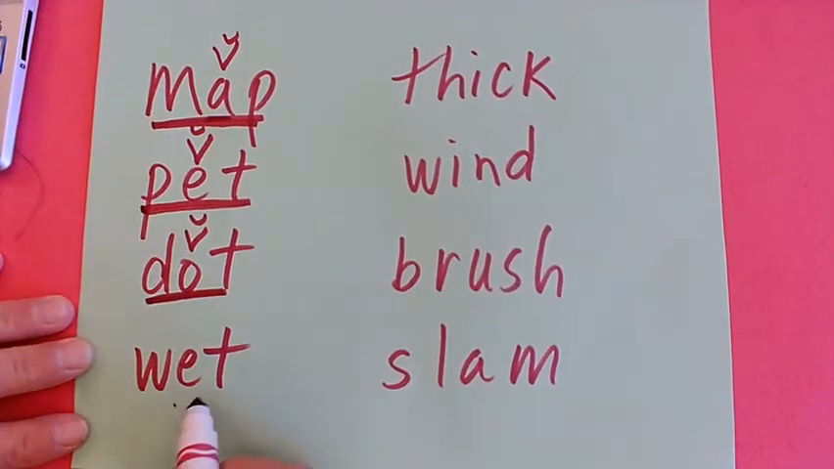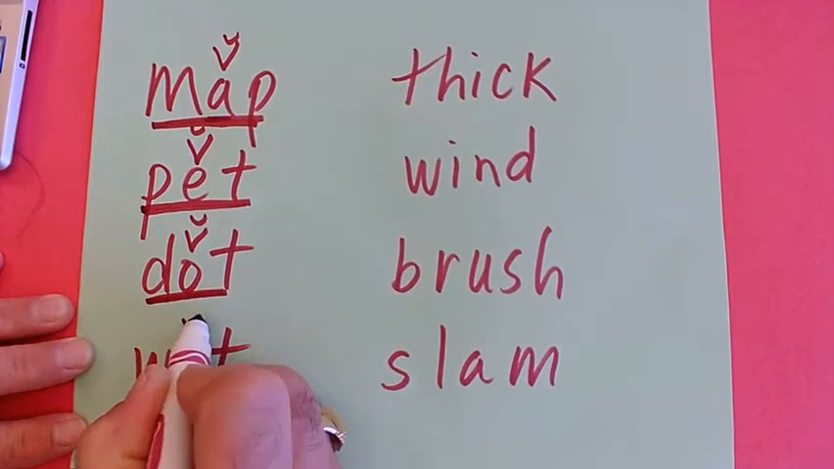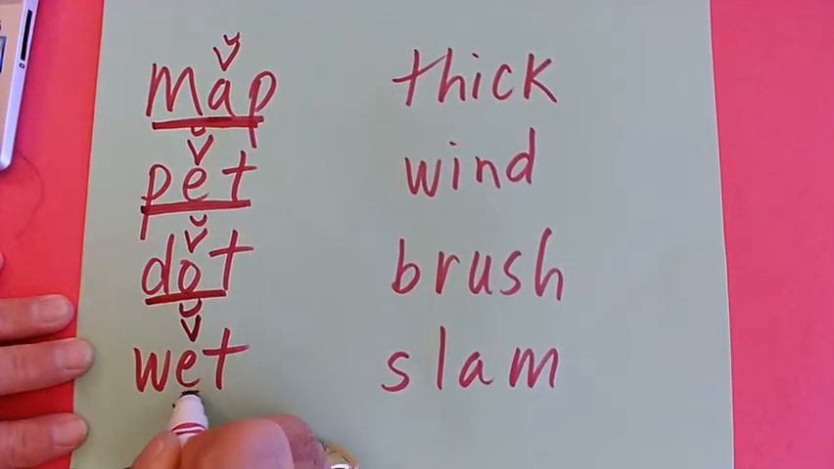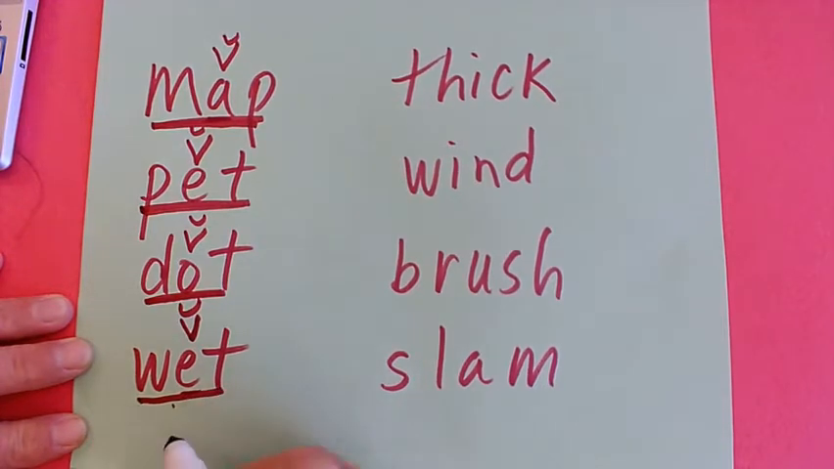How about this one? How many vowels in that one? You got it. Just one. One vowel is going to make that vowel be short. What sound is short E? Yeah. So we put those letters in order. Wet.